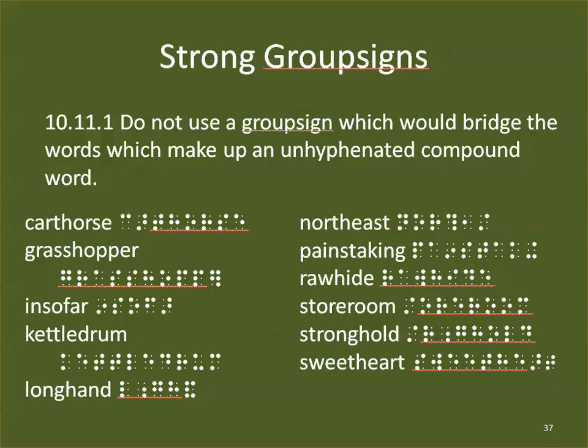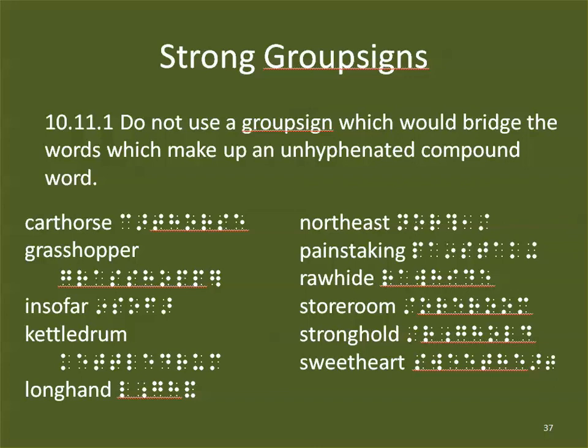Do not use a group sign which would bridge the words which make up an unhyphenated compound word. An unhyphenated compound word is two little words joined together to make a big word. So we have cart horse. We would not use the TH contraction there. It bridges the two words and that's not allowed.